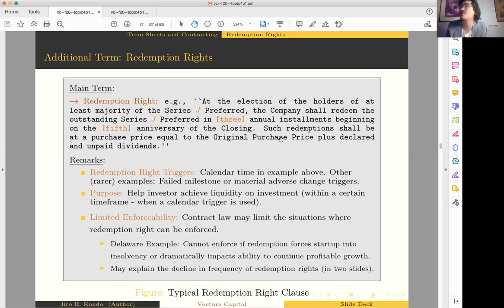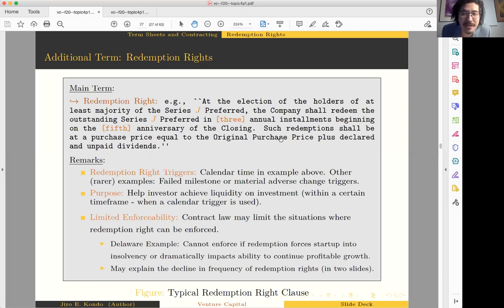Such redemptions shall be at the purchase price equal to the original purchase price plus declared and unpaid dividends. The contract could also say you get an interest rate on top of that too. So it could say that. What it is, it's a requirement that at some point you can force the company to buy back your shares so that you get some liquidity.